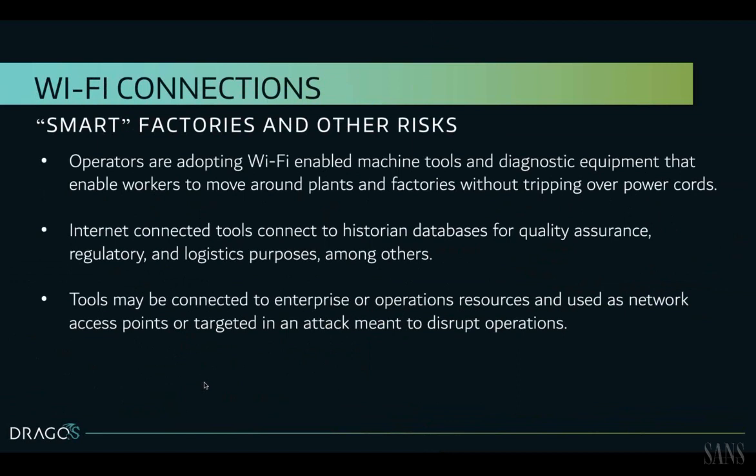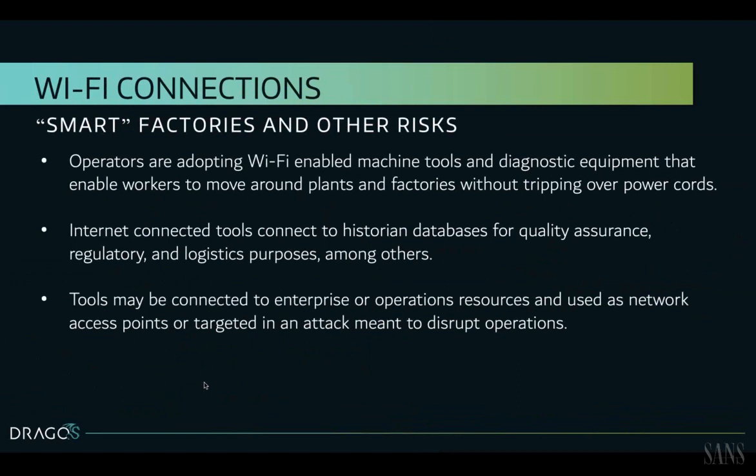So while it's great to be able to provide your workers with lower potential safety risks without having to trip over things, but also ease of use and being able to get data faster and communicate with all of the necessary devices and each other, tools that are connected to enterprise or operations resources can be used as network access points or targeted in an attack meant to disrupt operations. So the more things are connected, the more potential initial access points exist within a network. And again, this goes back to ensuring access restrictions, ensuring very secure enclaves where these types of equipment can be connected and separated from the operations network specifically.